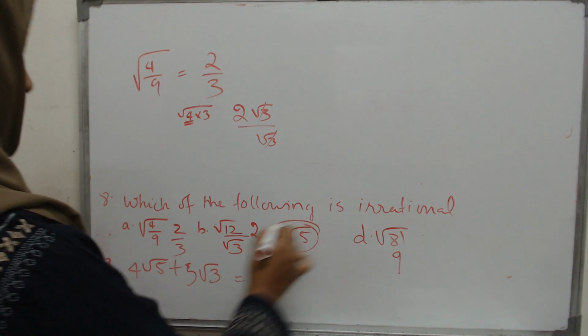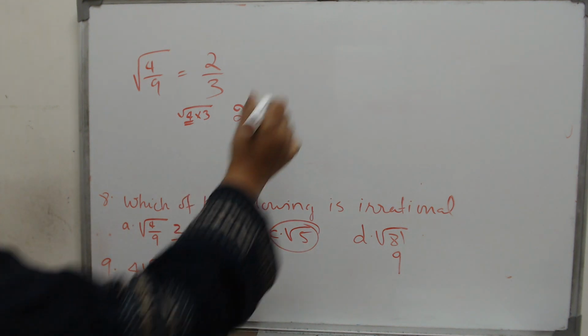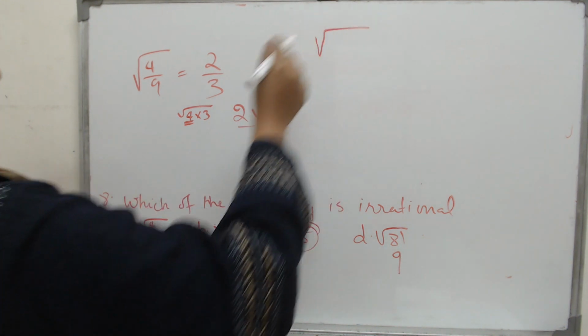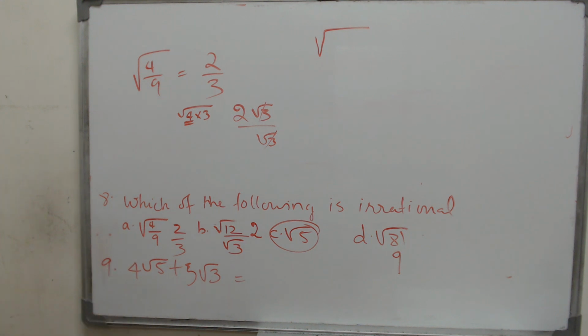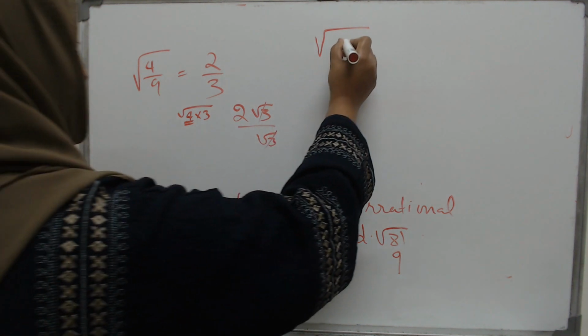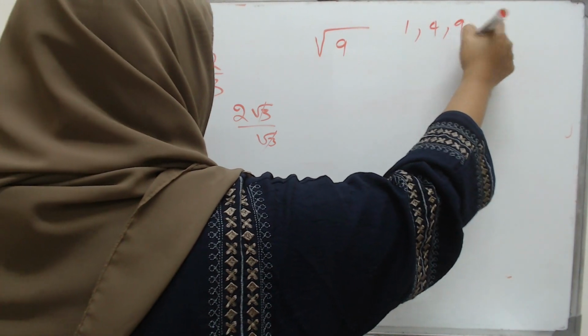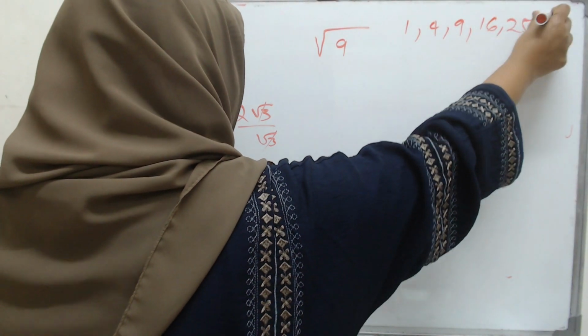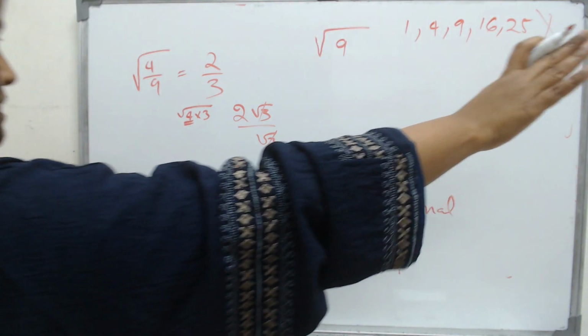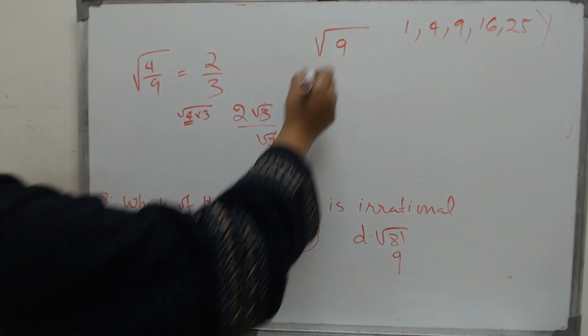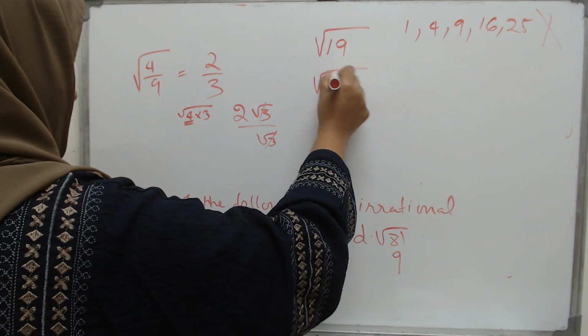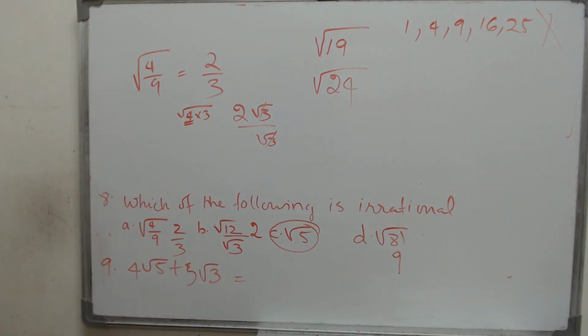It is this number. Remember, the square root of any number which is not a perfect square. That means leave out numbers like 1 square, 2 square, 3 square, 4 square, 5 square. Leave these numbers out. Other than that, any other number you take the square root of, that will be irrational.